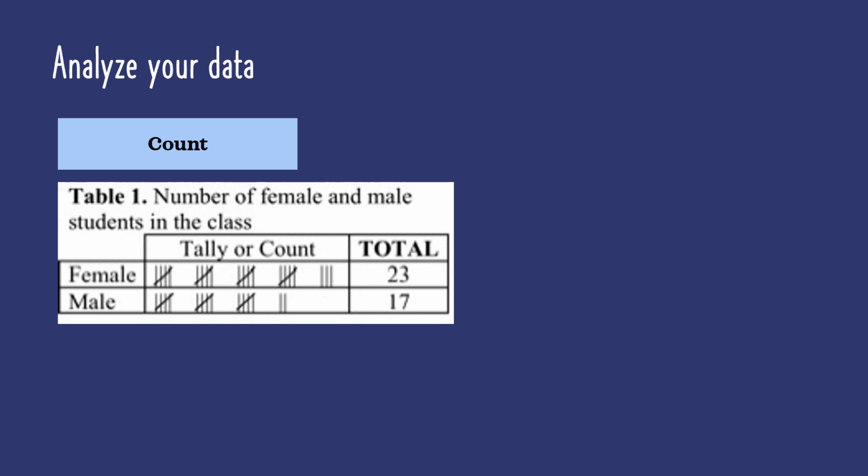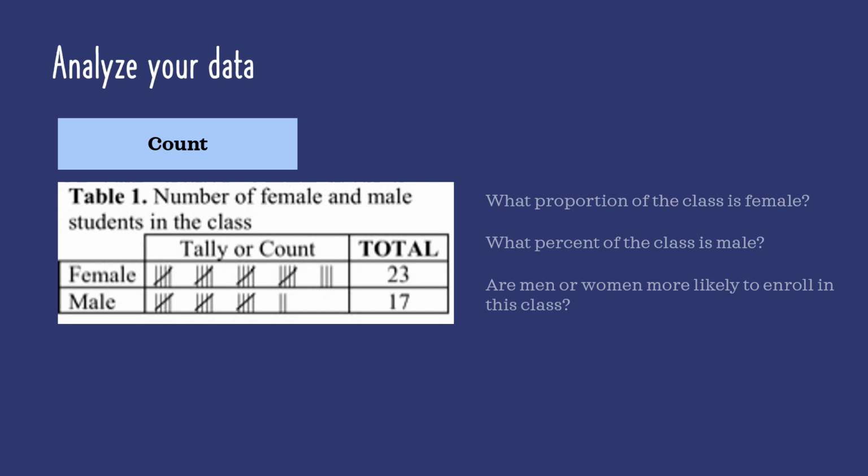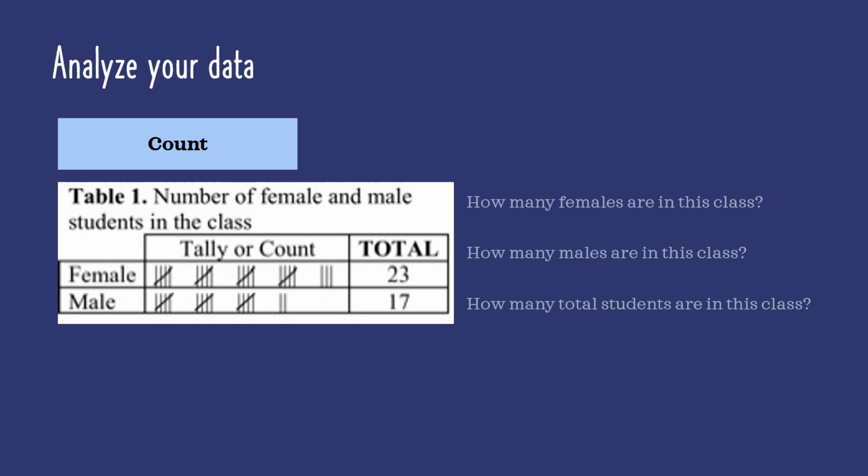First, let's talk about count data. Table 1 presents count data of the number of female and male students in a class. These data are useful if you want to answer questions like what proportion of the class is female, what percent of the class is male, are men or women more likely to enroll in this class? Here are 3 new questions.